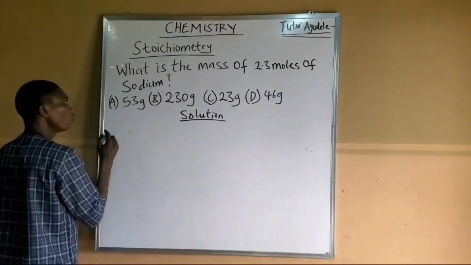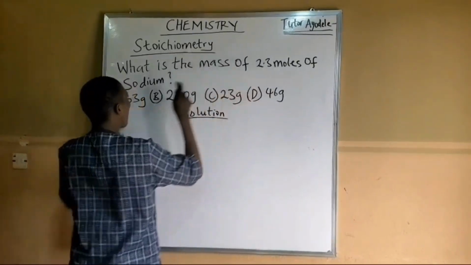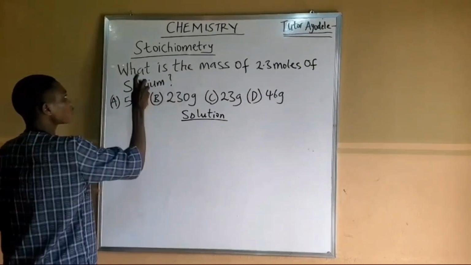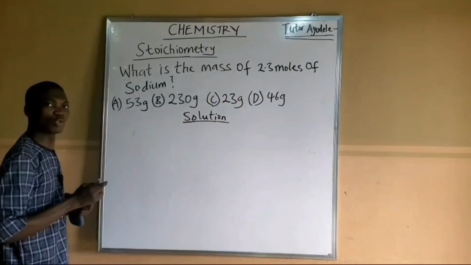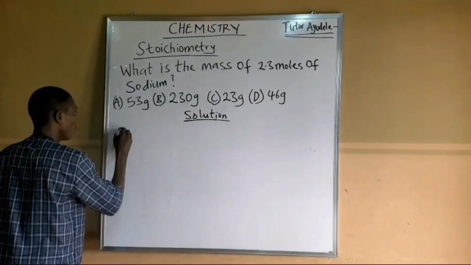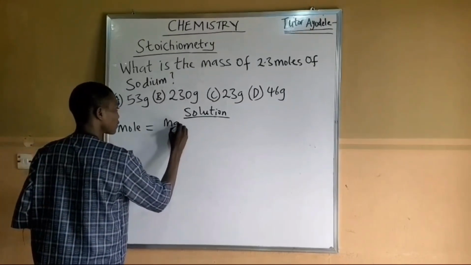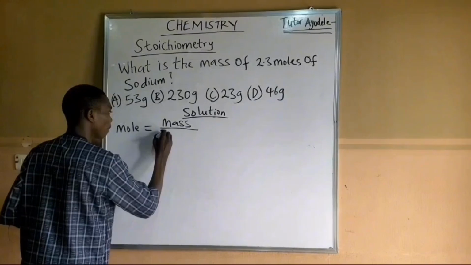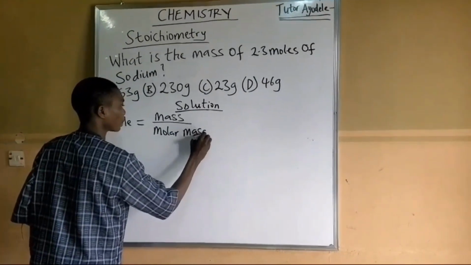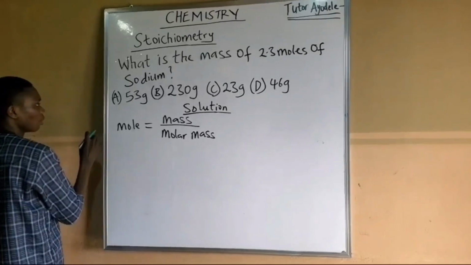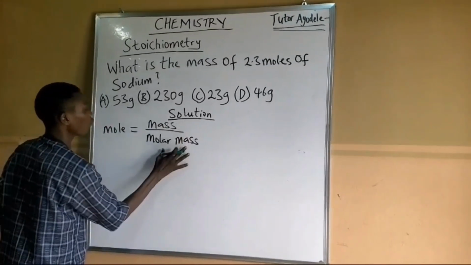Now, we said look for a formula that relates mole and what you are asked to calculate. You know what you are asked to calculate is what? Mass. Look for a formula that relates mass and mole together. You see that it is this. Mole equals mass over molar mass. Mole equals the mass of sodium over the molar mass.